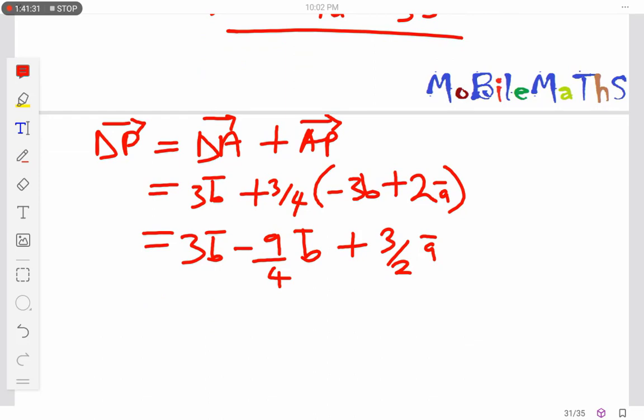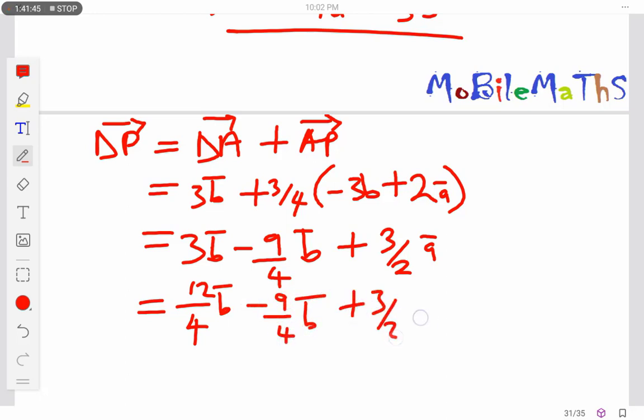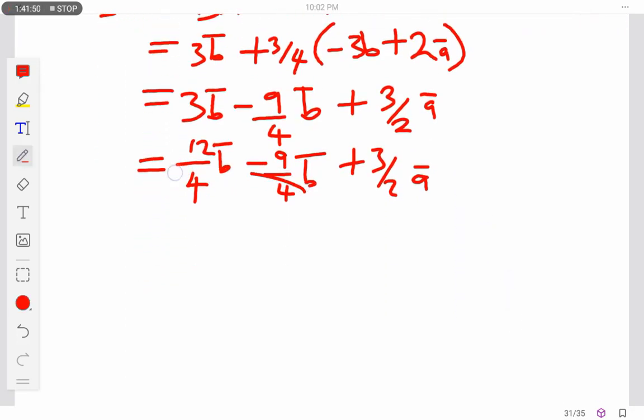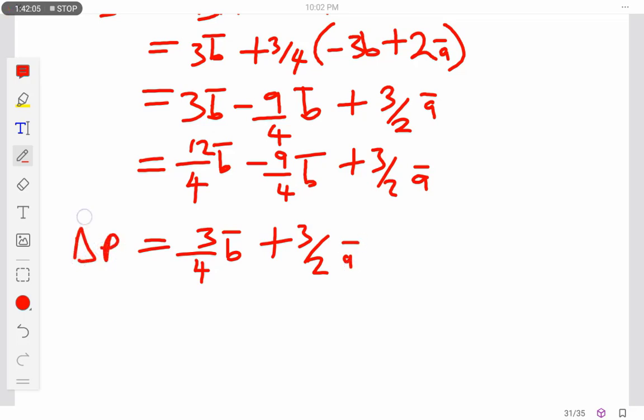Okay, the b's I can simplify. So 3 is the same as 12 over 4. Okay, 12 over 4b minus 9 over 4b plus 3 over 2a like this. I just want to make my life easier. So when they have the same base, I can easily add them together, and I'll have 12 minus 9. That will give me 3 over 4b plus 3 over 2a. We are done. So this is our DP here, guys.